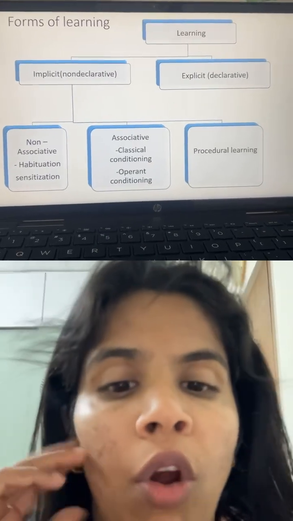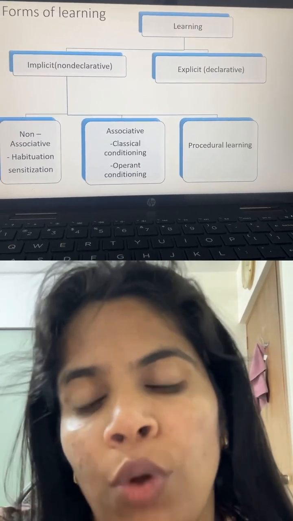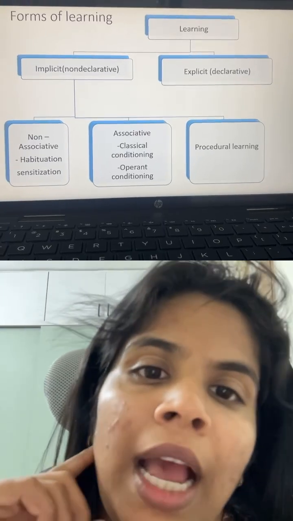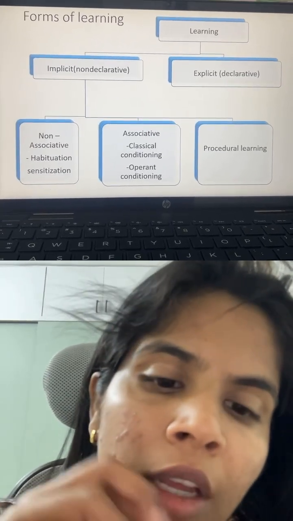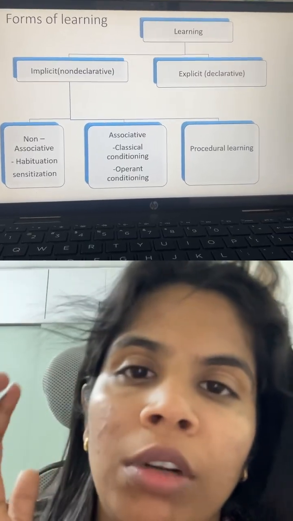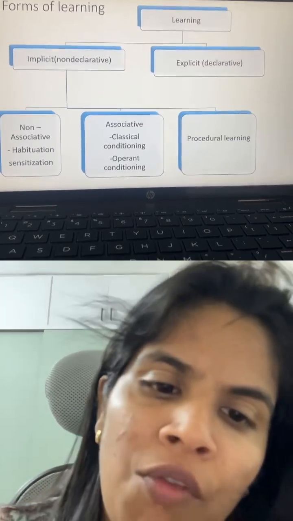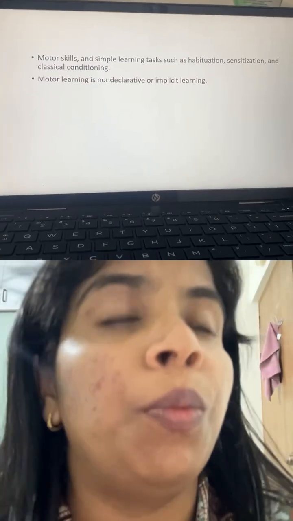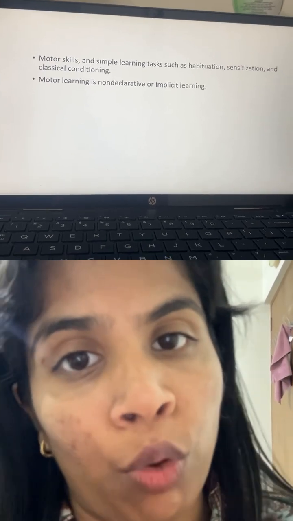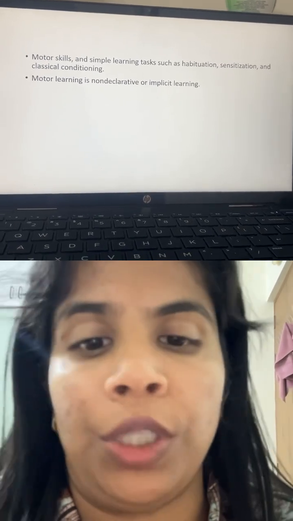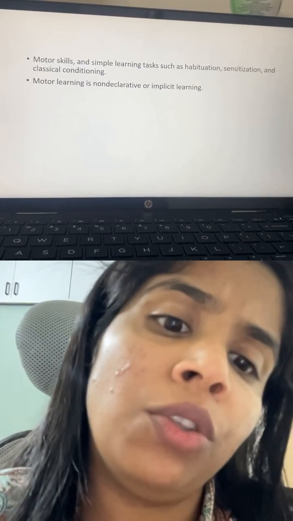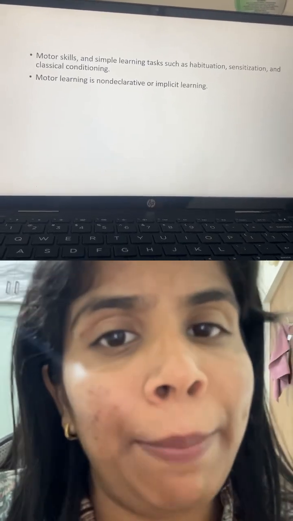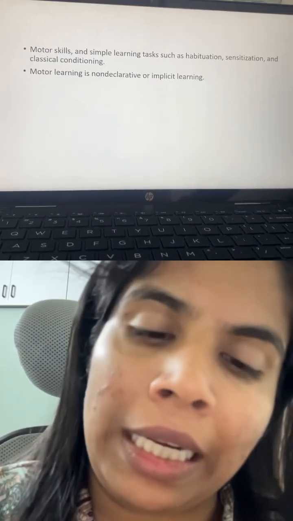We can see non-associative learning is further divided into habituation and sensitization, and associative learning is divided into classical conditioning and operant conditioning. So basically we can say motor learning is an implicit type of learning, because motor learning is acquiring a motor skill and simple learning tasks, which are habituation, sensitization, and classical conditioning. So motor learning is a type of implicit learning, or we can call it non-declarative learning.